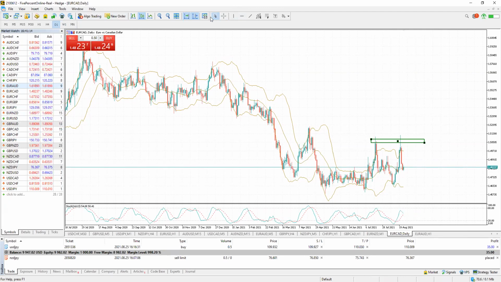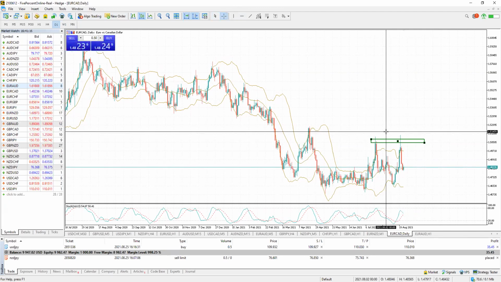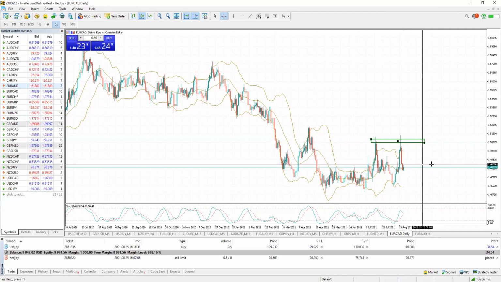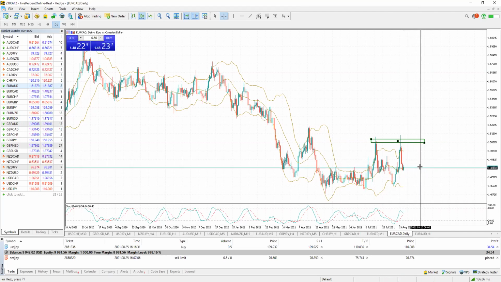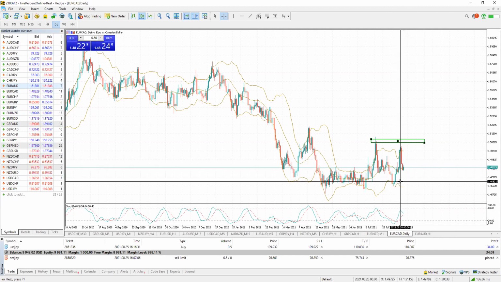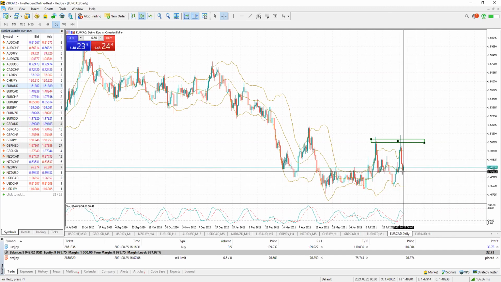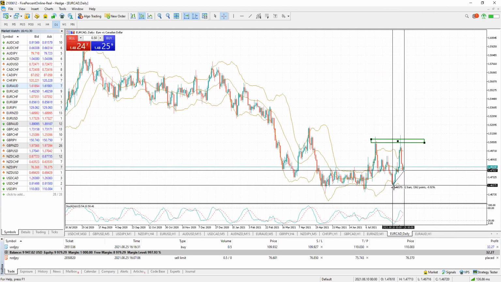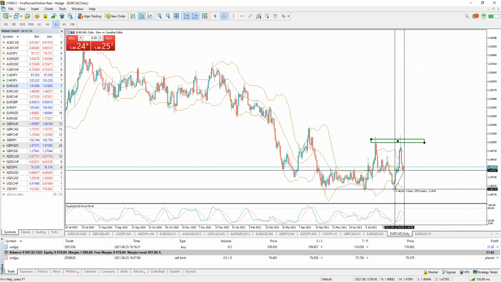You have to think where you can put the stop loss and what your risk should be if you enter any of the positions. So if you enter a buy position here, where should your stop loss be? Below this level here. Below this level, it's already 170 pips. So it's a lot.